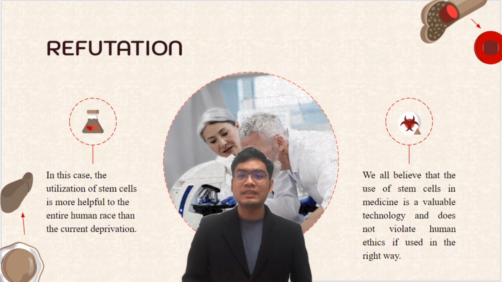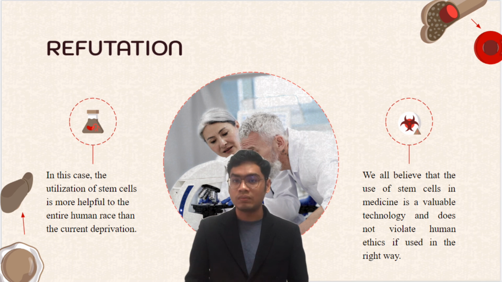We have already seen the advantages and disadvantages of stem cells. In this case, the utilization of stem cells is more helpful to the entire human race than the current deprivation. As a result, we all believe that the use of stem cells in medicine is a valuable technology and does not violate human ethics if used in the right way. For example, stem cells can cure untreatable diseases. Of course, everything has its drawbacks. Stem cells are a new technology and require many more studies and improvements.